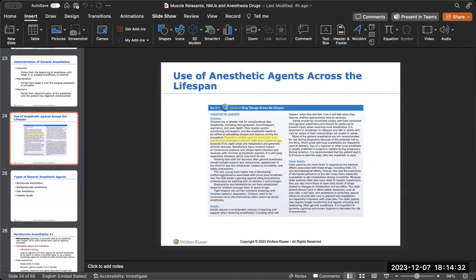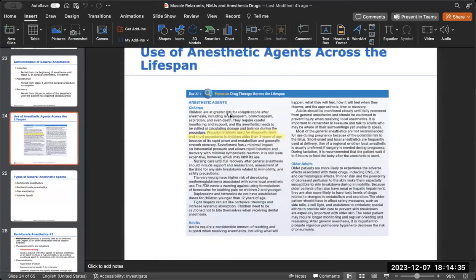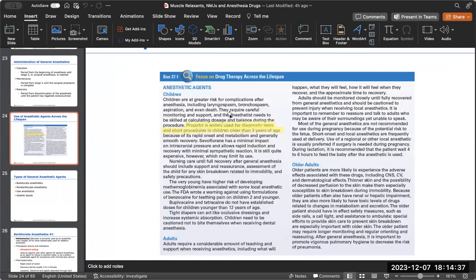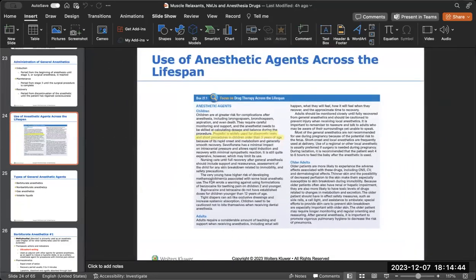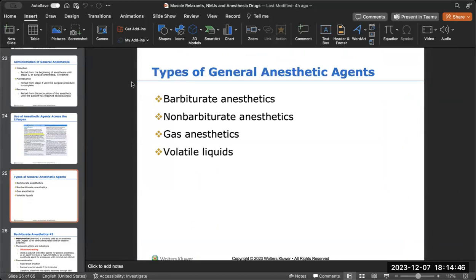A great anesthetic for children, that's a general anesthetic, is propofol. We can use that in short procedures in children older than 3. I just wanted to point that out as one of the anesthetics that we can give.